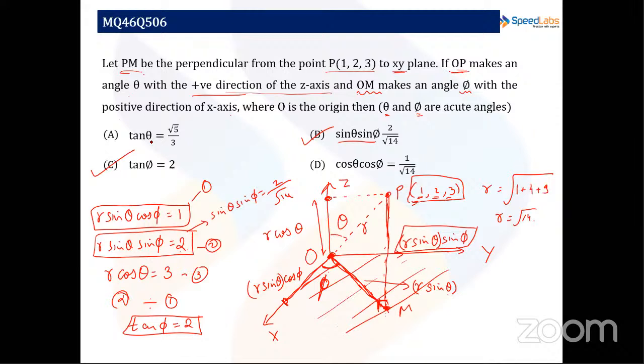Now let's check out the value of tan theta.